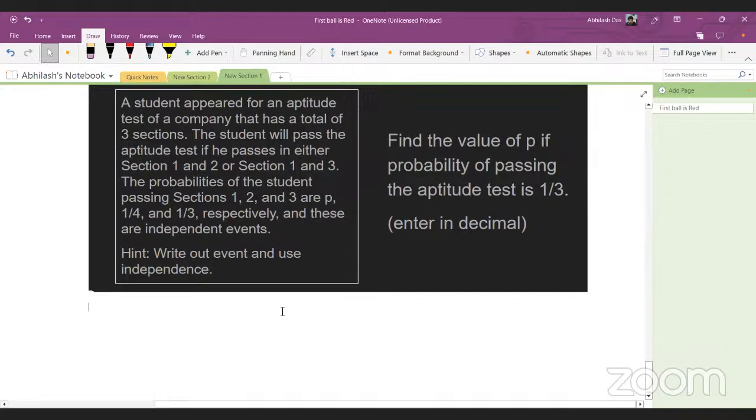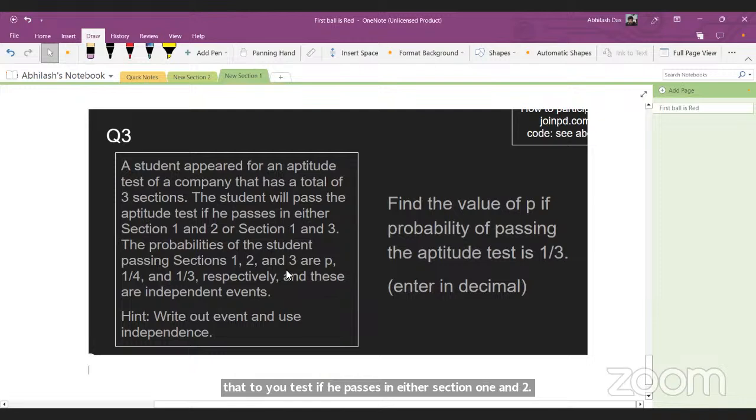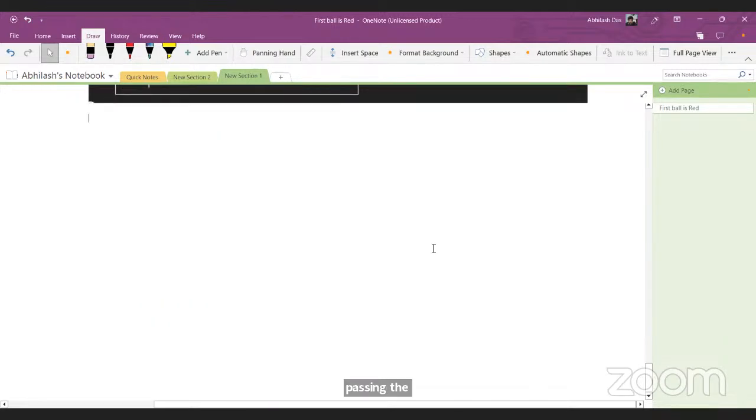Okay, so let's check this question. It says a student appears for an aptitude test of a company that has a total of 3 sections, and the student will pass the aptitude test if he passes in either section 1 and 2 or section 1 and 3. Now, the probabilities of the student passing section 1, 2, and 3 are given as P, 1/4 and 1/3 respectively, and also these are independent events. Okay. So the probability of passing the aptitude test is given to you, and you need to find the value of P. Okay. Let's define some events.